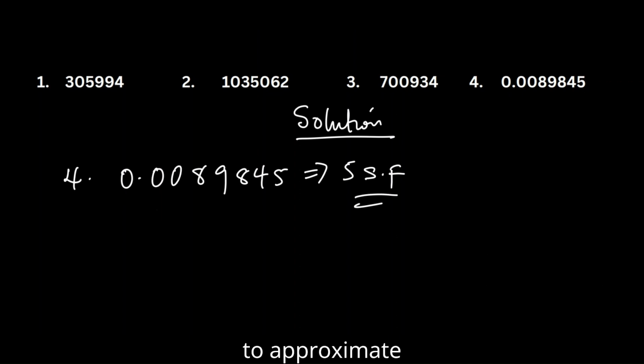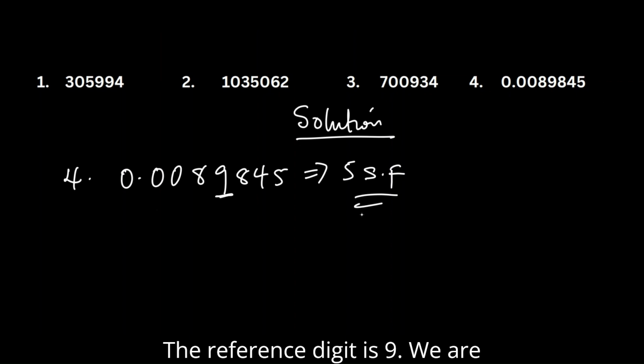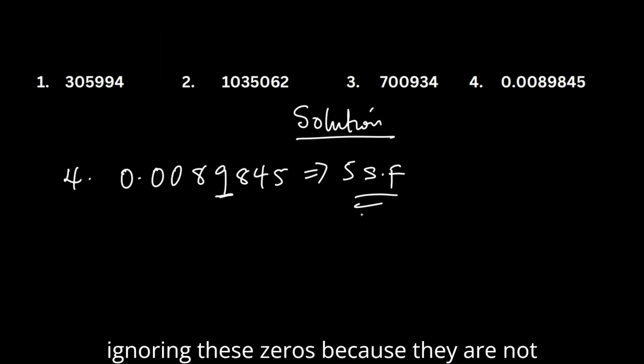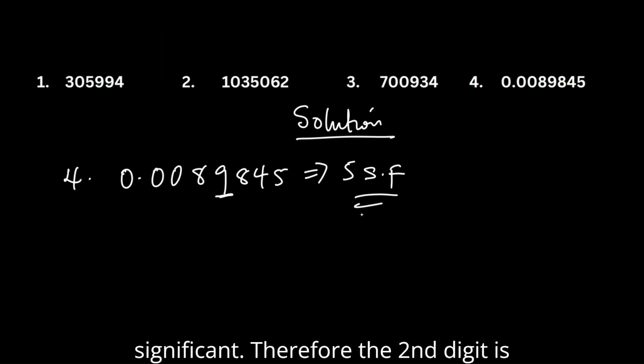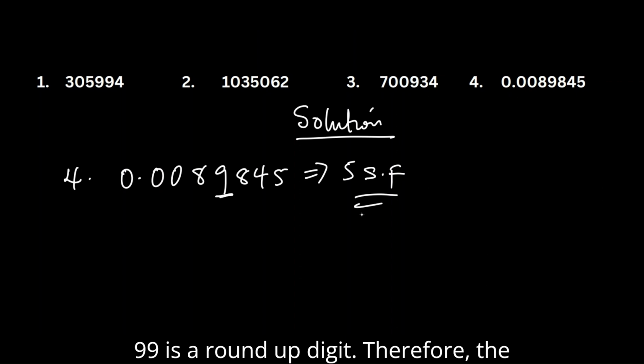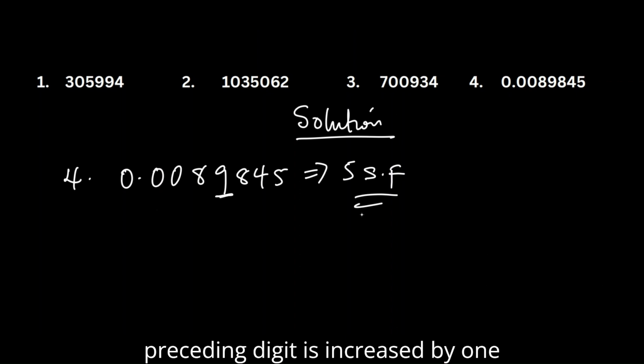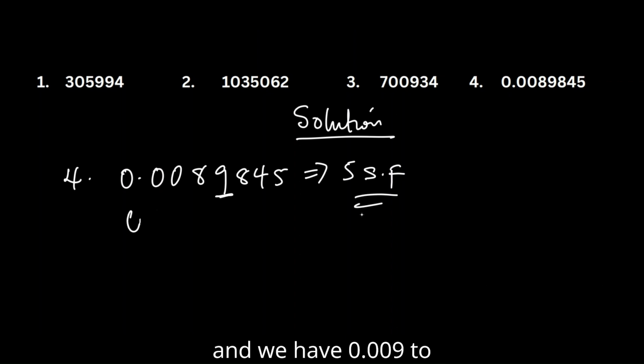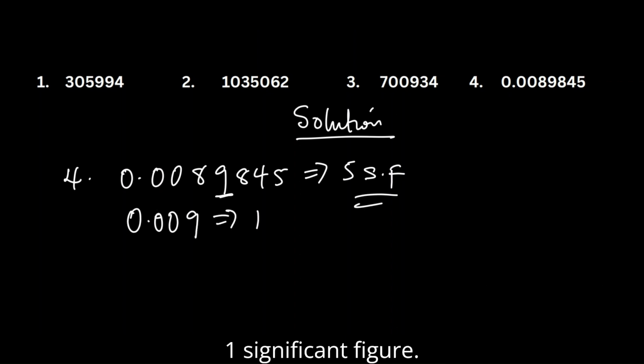To approximate 0.0089845 to one significant figure, the second digit becomes our reference digit. The reference digit is 9. We are ignoring these zeros because they are not significant. Therefore, the second digit is 9. 9 is a round-up digit. Therefore, the preceding digit is increased by 1, and we have 0.009 to one significant figure.